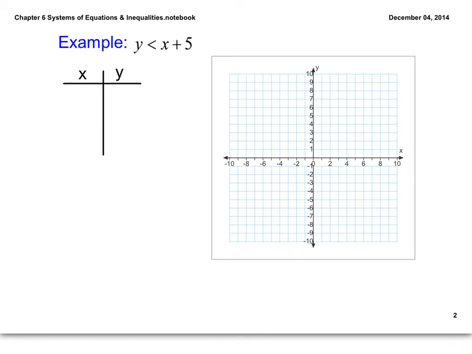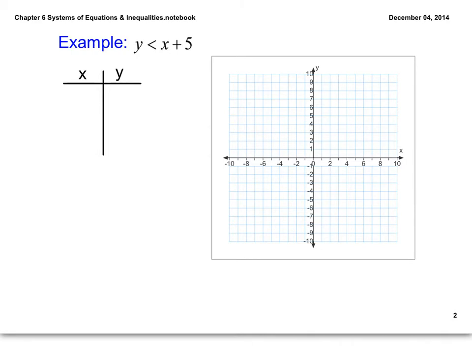Okay, here's our first example. y is less than x plus 5. So shortly you're going to need to set up a set of axes and draw your x and y axis on your paper so that we can plot the points. Feel free to pause it if you need time to do that. But I'm going to start making my table of values.